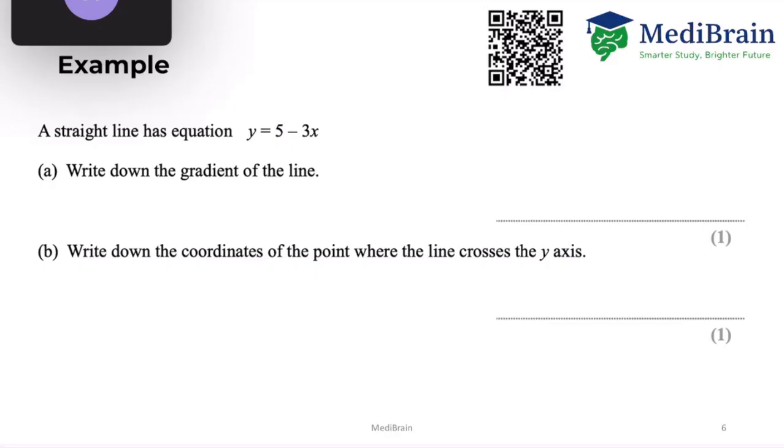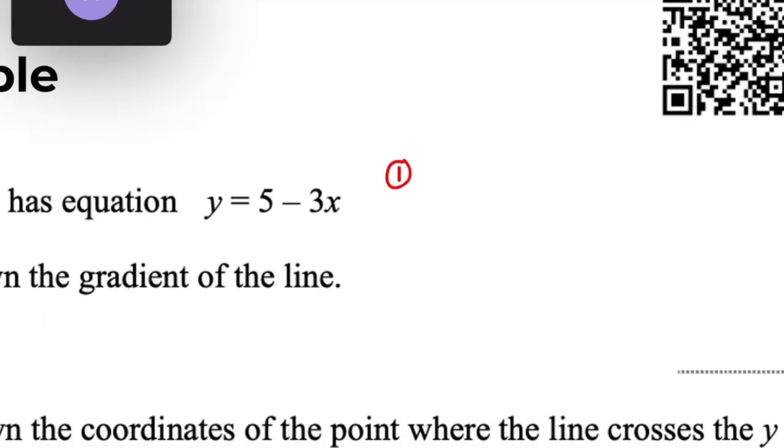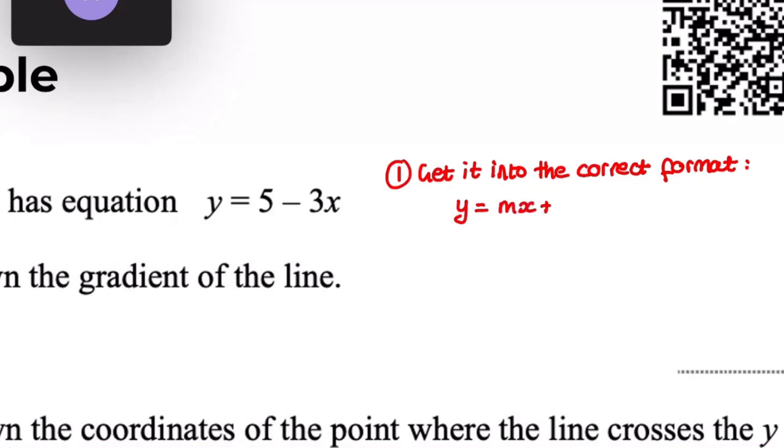It says a straight line has an equation 5 minus 3x. Write down the gradient of the line. Okay, so step one, we're going to get it into the correct format. And the correct format is y equals mx plus c. That's the correct format that you want it to be in.